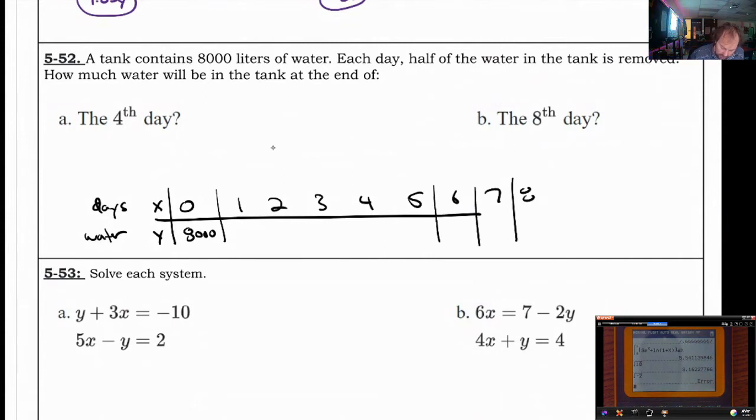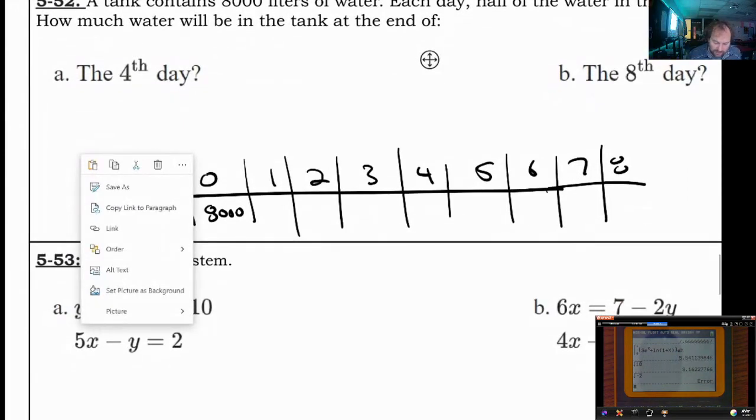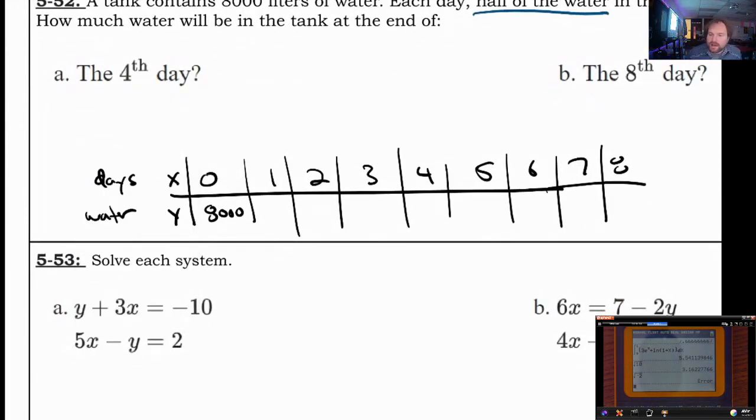If you're handy with a calculator, this is the kind of problem you can easily do by setting up a table, but this is good to do by hand. All we're going to do is cut the amount of water in half, because half the water is gone every day. So this is 4,000, and then 2,000, and then 1,000, and then 500. So the answer to this is 500.